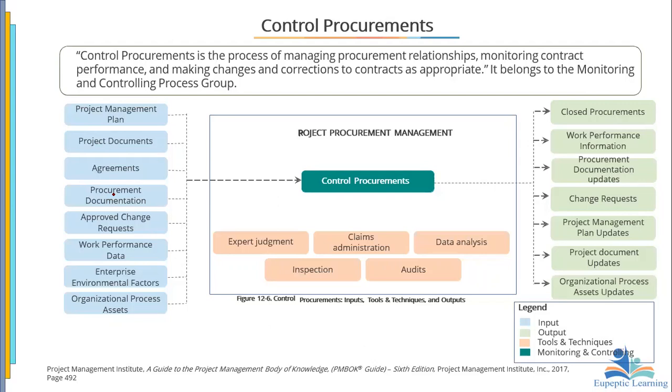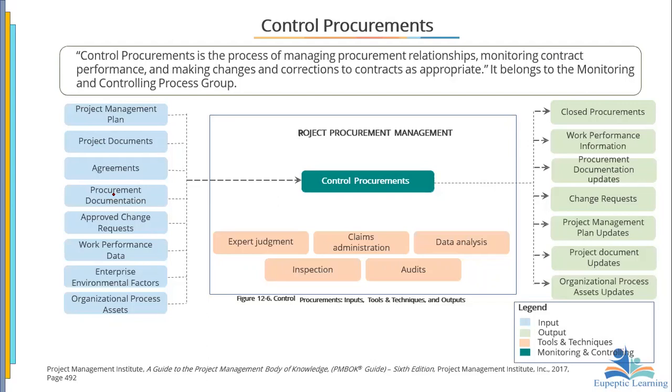Okay. Enterprise environmental factors are factors within or without the organization that impact the procurement process. If you are in Ghana, all these things tend to have an effect on our procurement processes. Then there are artifacts within the organization, such as templates or other things within the organization, as the OPAs for procurement management.